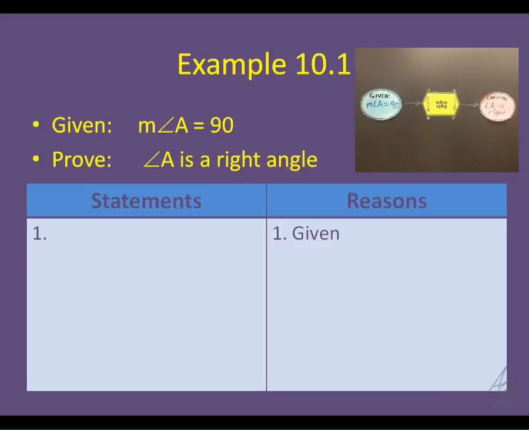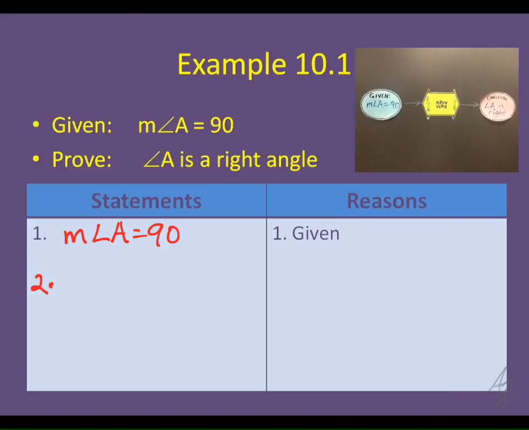So here's our flow diagram of the proof. We were given that the measure of angle A equals 90. We use the definition of a right angle to conclude that it's a right angle. So what's my first statement going to be? What did I know because of the given information? It is a right angle. Not that it's a right angle. It's 90 degrees. What was given to us is that the measure of angle A equals 90. Okay, I know that's true because it was given.